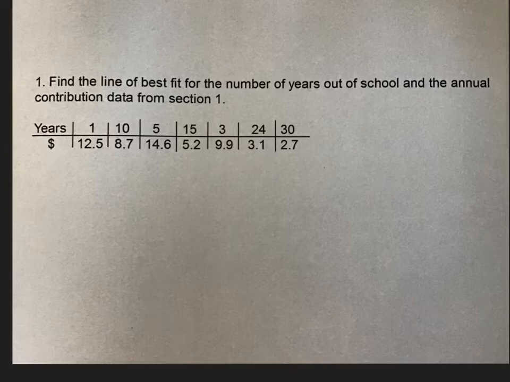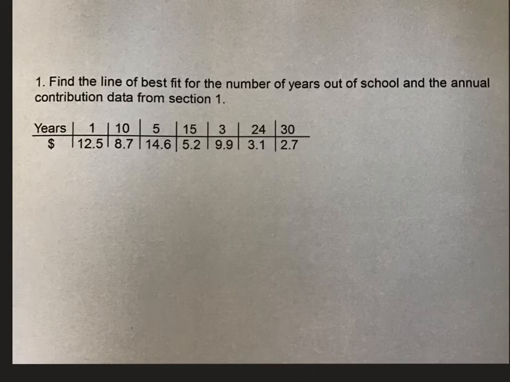Okay, so let's look at a problem where we find the equation of the line of best fit. So in number 1, we're going back to that problem that we used about 3 times in section 1. Number of years out of school, money contributed to the school, all of that. In section 1, we did a scatter plot and we found the correlation coefficient. So today we're just writing the line of best fit.